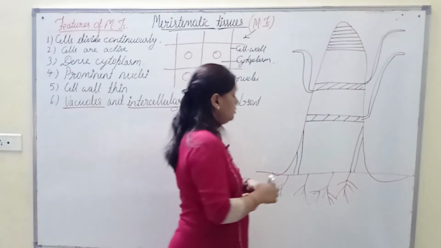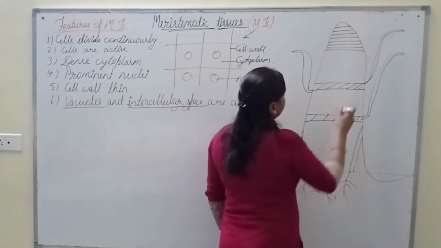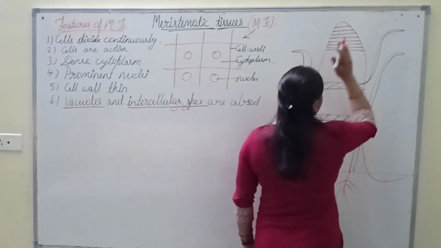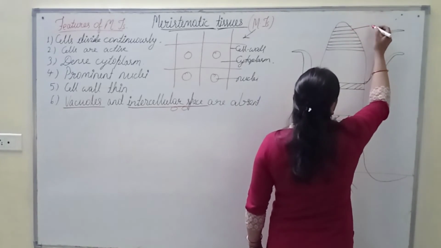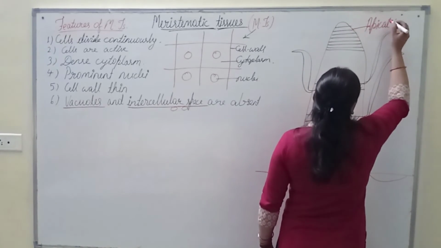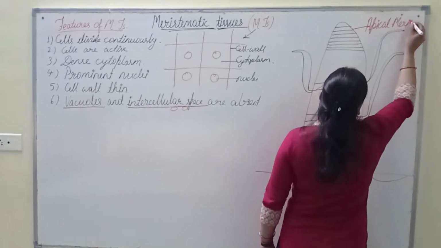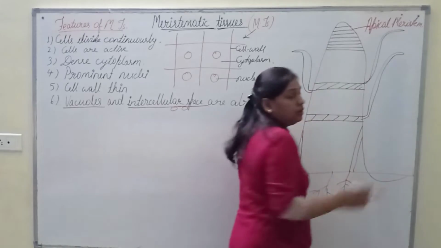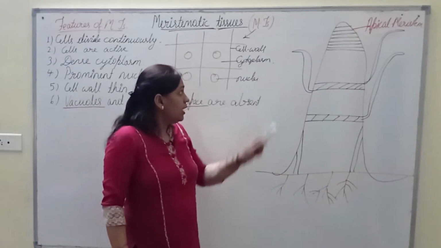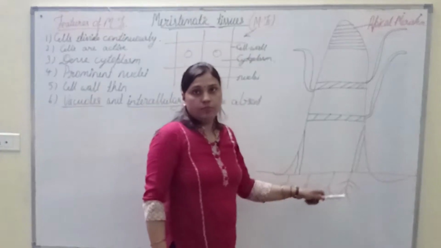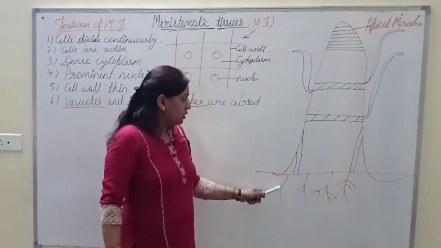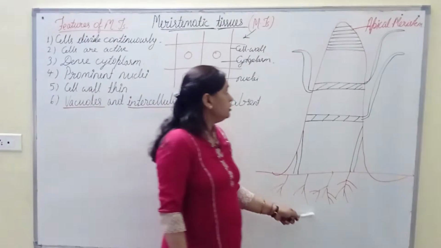In the topmost part of the shoot system, apical meristem is found. Apical meristem is found at the tip of the shoot system, and also at the tip of the root system.